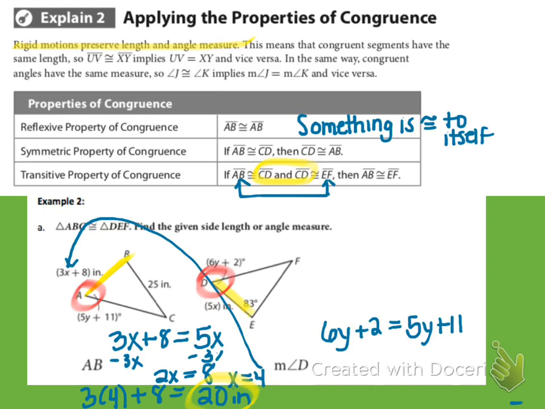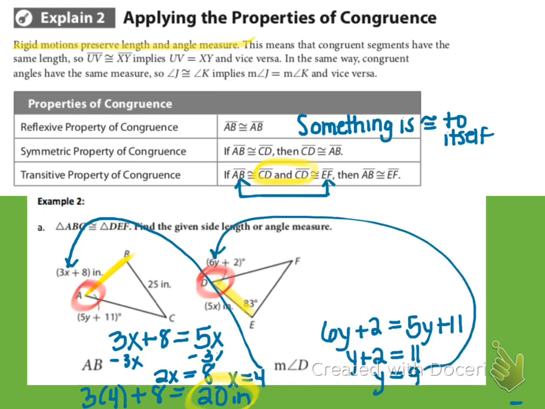And so when I go to solve this, I would subtract 5y from both sides, which would leave me with 1y plus 2 is equal to 11. Subtract 2 from both sides, and that leaves me with y equals 9. And now to find the measure of angle D, all I have to do is take that 9, plug it into that expression, 6 times 9 plus 2, so that's 54 plus 2, that's 56 degrees.